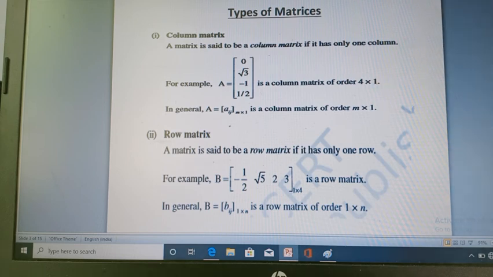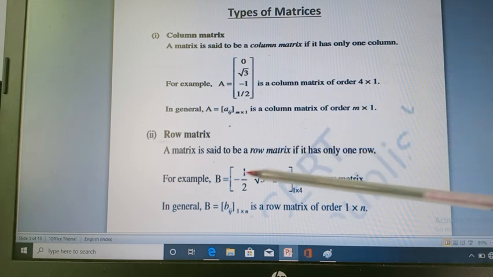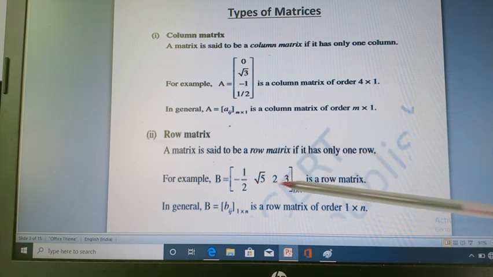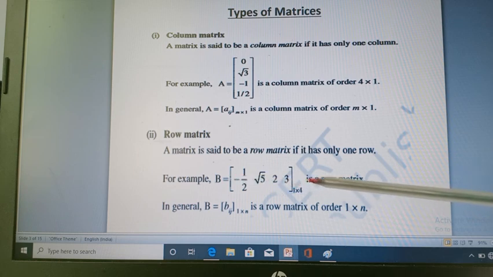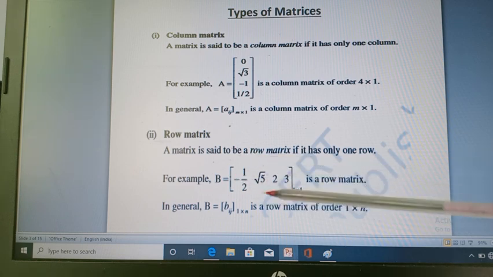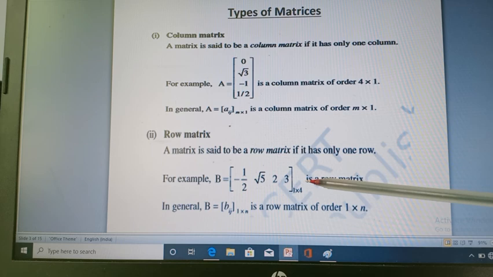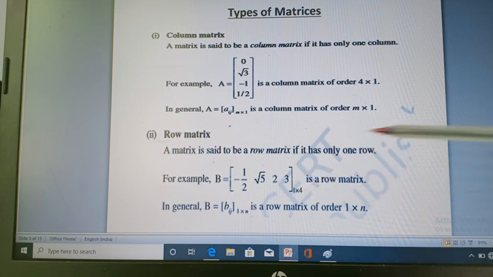A row matrix is a type of matrix where the number of rows is 1 and the columns may be 2 or 3 or 4. Here you can see that the number of rows is 1 and the number of columns is 4: 1, 2, 3, 4, but the number of rows is 1. So the order of the matrix is 1 by 4.